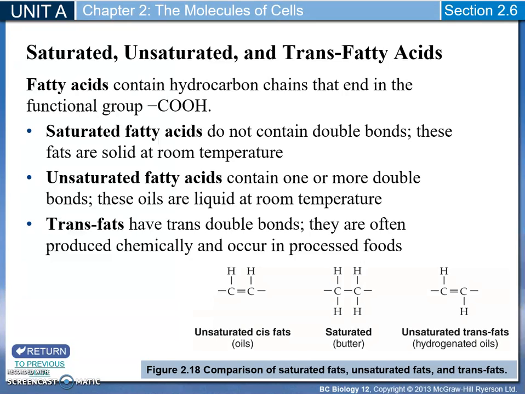The trans fats, and we hear a lot about that in the media, have trans double bonds, so they are often produced chemically or occur in processed foods. And you can see we have the cis form there, the unsaturated cis fats. An example of a saturated fat would be butter, and then we have the hydrogenated oils, and many of these are unsaturated trans fats.